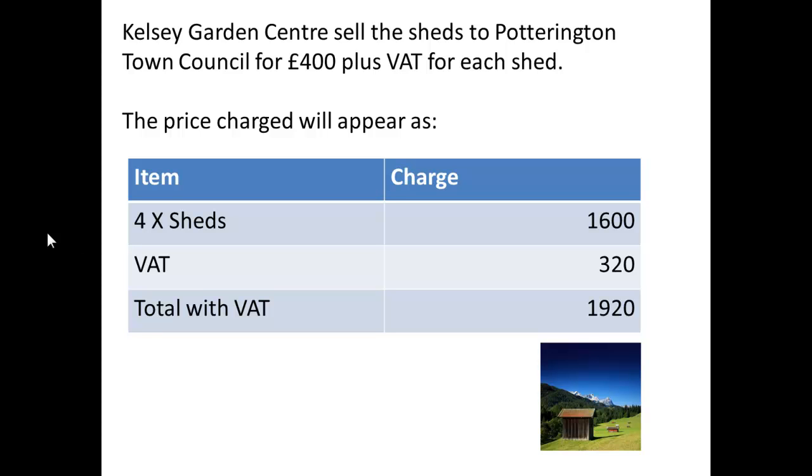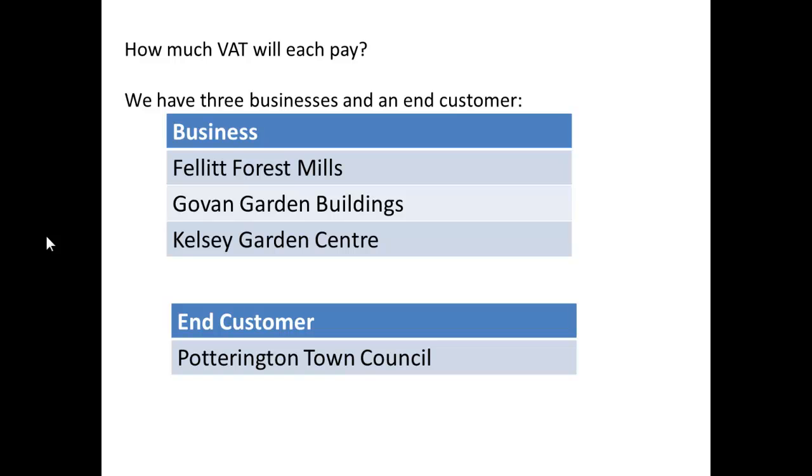The garden centre sells these sheds on to Potterington Town Council for £400 plus VAT for each shed. So 4 sheds at 400 each is £1,600. 20% of £1,600 is 320. So the total there is going to be £1,920. Now, how much VAT will each pay?